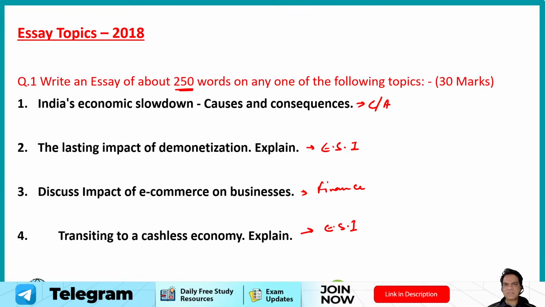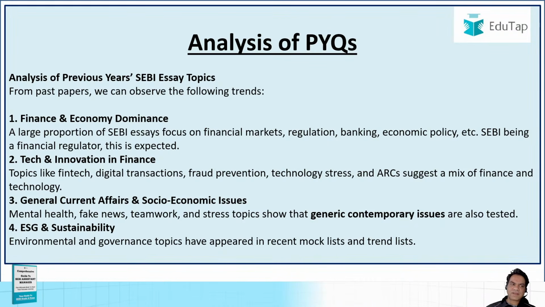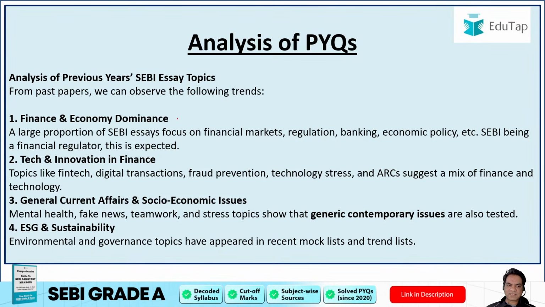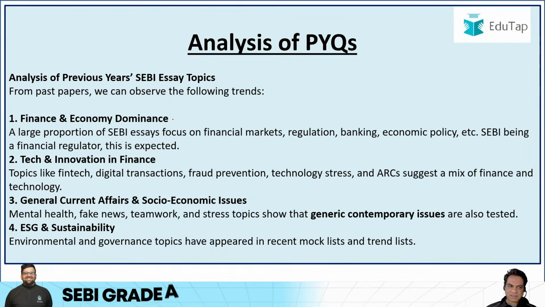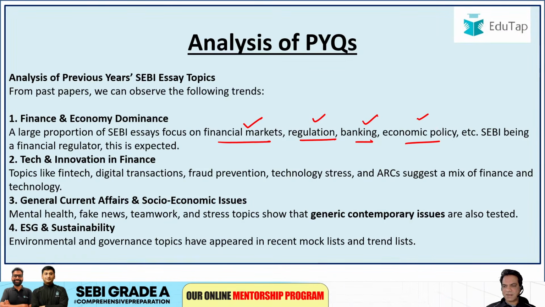But we can see certain factors that reoccur in every exam. So what is the analysis of the PYQs that we can understand from this, guys? Analysis of the previous year's SEBI essay topics. From the past papers we can observe the following trends. Finance and economy dominance. A large proportion of SEBI essays focus on financial markets, regulation, banking, economic policy, etc. Now SEBI being a financial regulator, this is expected.